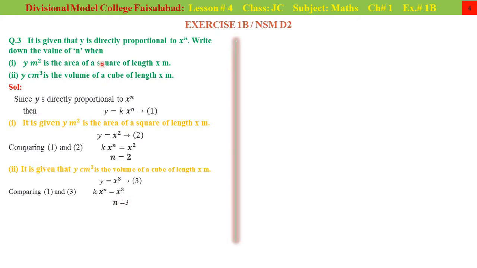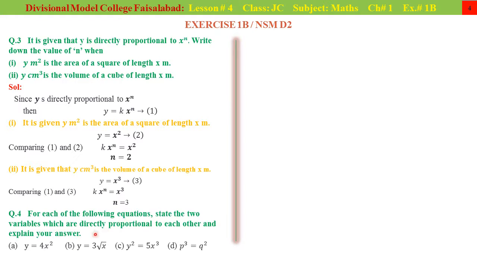If y is the area of a square of length x and y is directly proportional to x raised to the power n, then the value of n will be 2. In case y is the volume, then n will be equal to 3. This is question number 3.